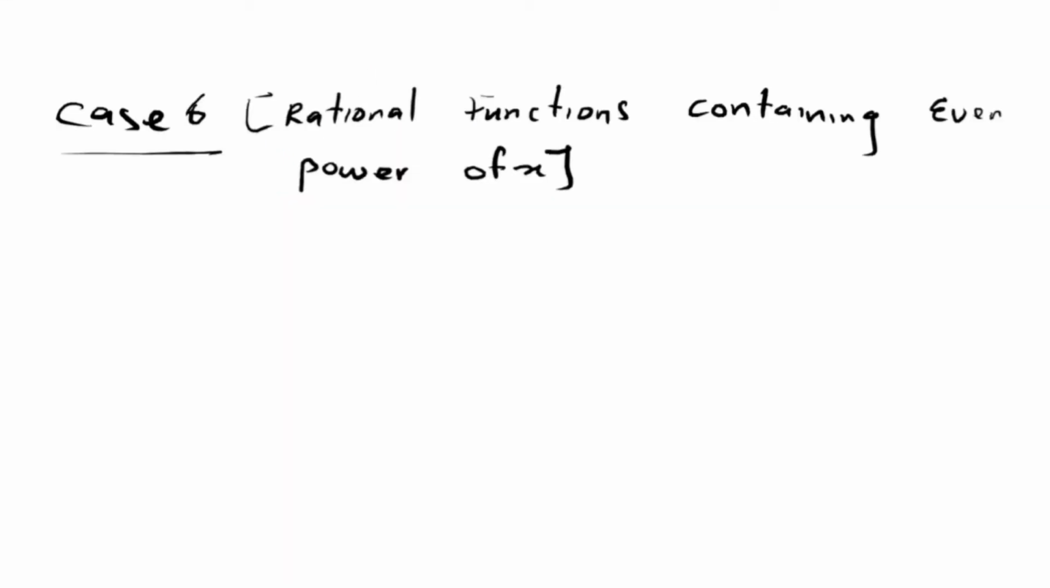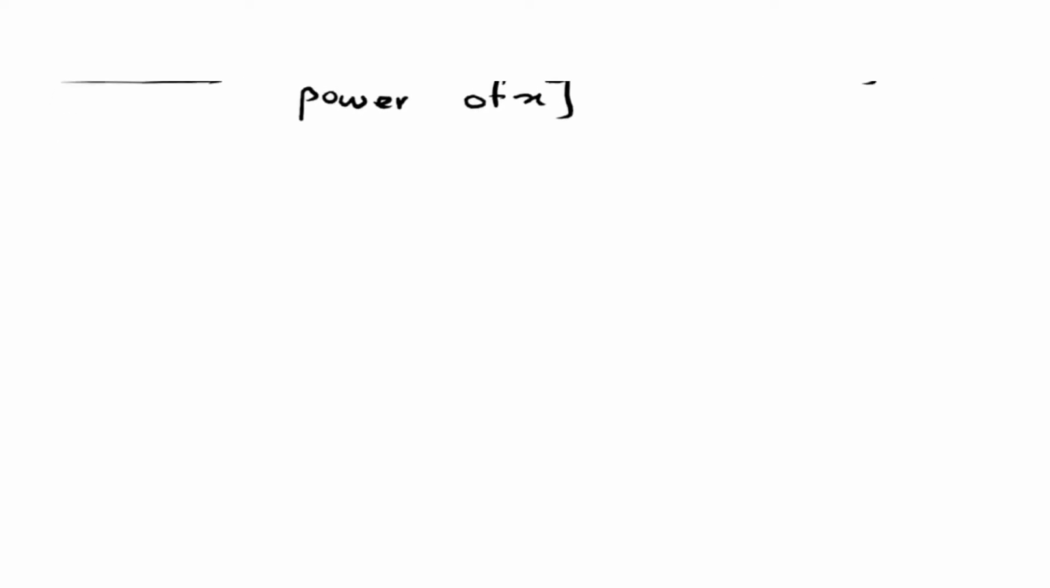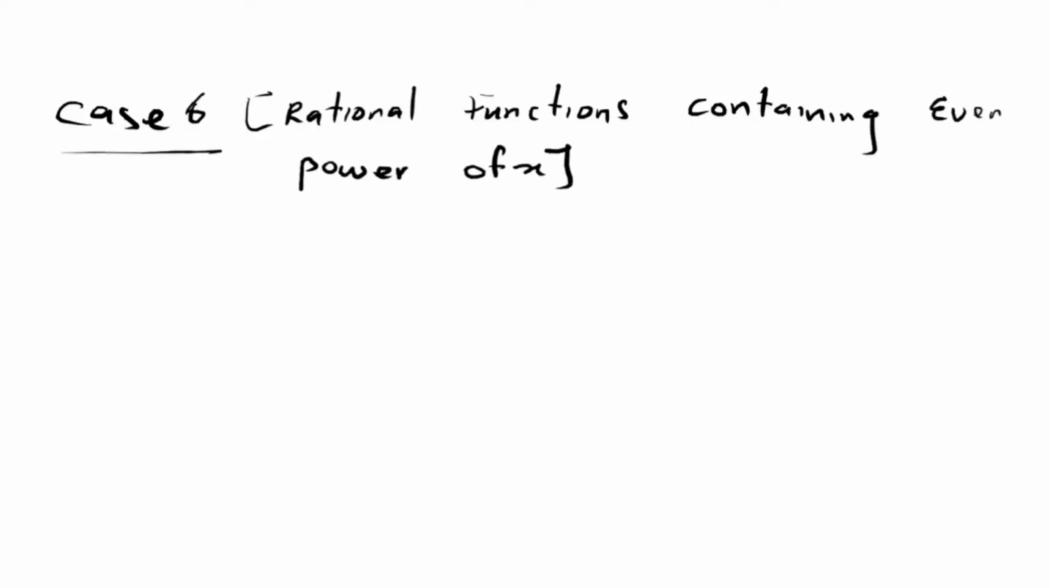Today we will be discussing case 6, which is rational functions containing even powers of x. If they have even powers of x, how are we going to solve them into partial fractions? Let's see an example and work it out.